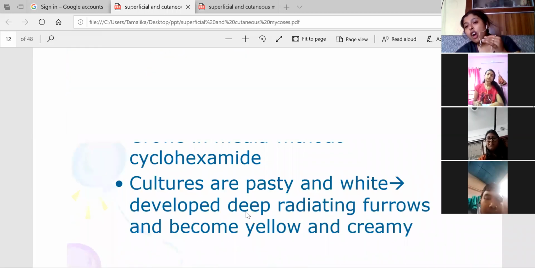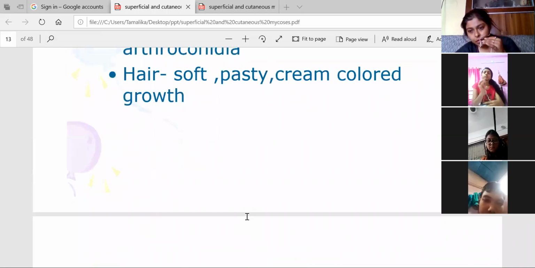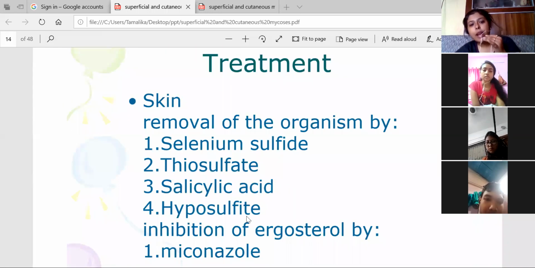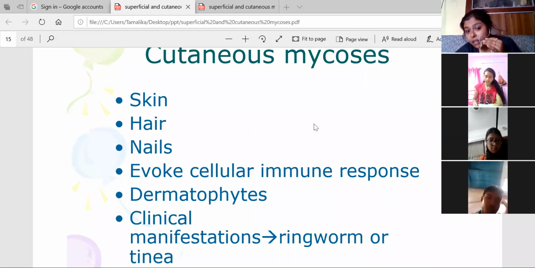So the first part of my slide is on the superficial mycosis. The next part of my slide is cutaneous mycosis. Cutaneous means skin. It is affecting the skin, the hair, and the nails. So you see the infection in the skin, in the hair, and in the nails.